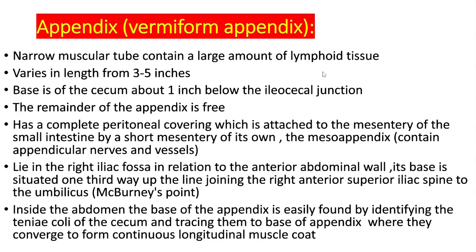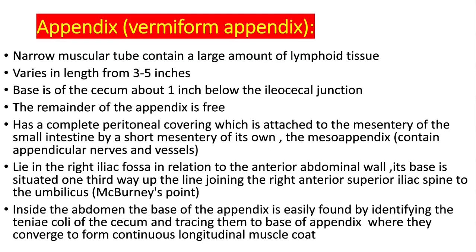Now here we will discuss the anatomy of the appendix. It is also called the vermiform appendix. It is a neuromuscular tube containing a large amount of lymphoid tissue, and varies in length from 3 to 5 inches. The base is attached to the cecum about 1 inch below the ileocecal junction. The remainder of the appendix is free and has a complete peritoneal covering, which is attached to the mesentery of the small intestine by a short mesentery of its own. The mesoappendix contains the appendicular nerves and vessels.